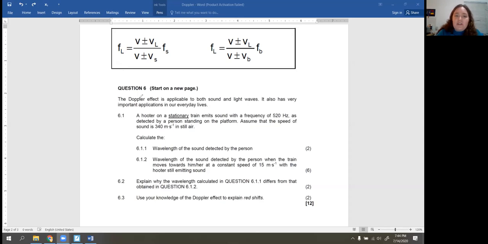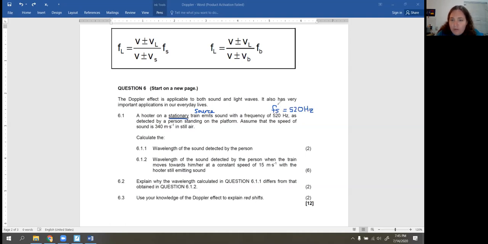So the question says, the Doppler effect is applicable to both sound and light waves. It has very important applications in our everyday life. So you are told here that a hooter on a stationary train emits a sound. Please note that the hooter on the stationary train is your source. The fact that it is a stationary train says that ideally the velocity of the source is zero, but don't jump to conclusions just yet. It emits a sound with a frequency. So the frequency of the source is 520 hertz.